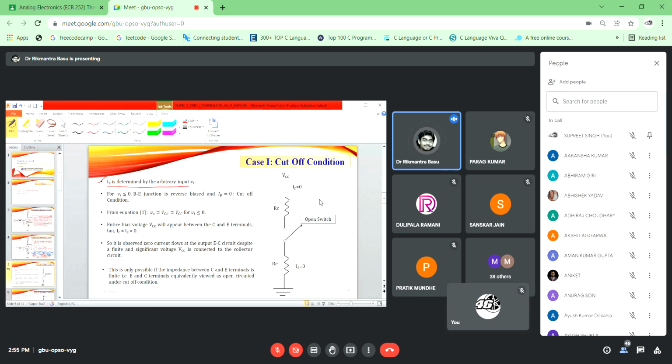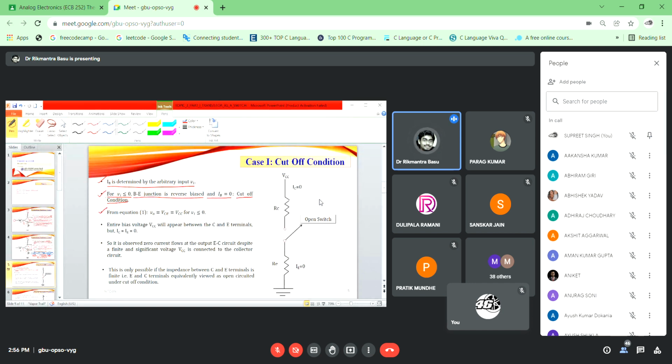IB is determined by the arbitrary input, obviously, because the arbitrary input can be any input we do not know, depending on the applications. As we know from our last couple of classes on the modes of operation, the input voltage must be less than 0 so that the base-emitter junction reverse bias is ensured. And that will definitely ensure that if Vi is less than 0, your IB, the input base current, will also be 0, because that ensures the cutoff condition. Vi less than 0, obviously not less than the breakdown voltage. That is the necessary and sufficient condition.